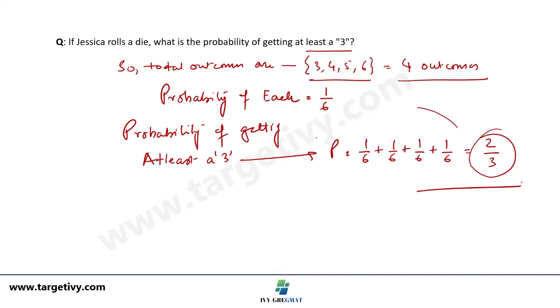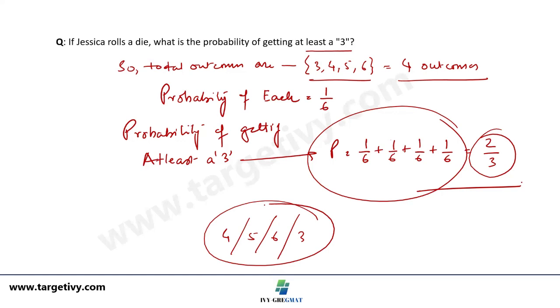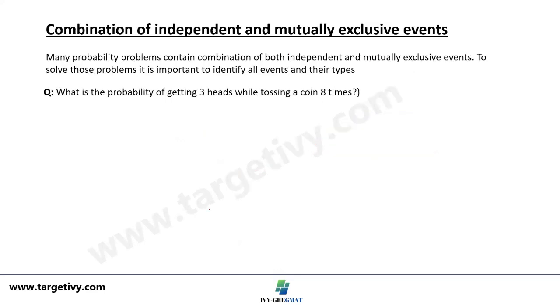We did not multiply, we added up, because if 4 happens, 5 will not happen, and if 5 happens, 6 will not happen. And if 6 happens, 3 will not happen. I mean, they are all mutually exclusive events.